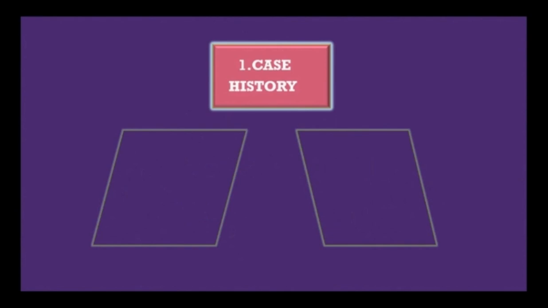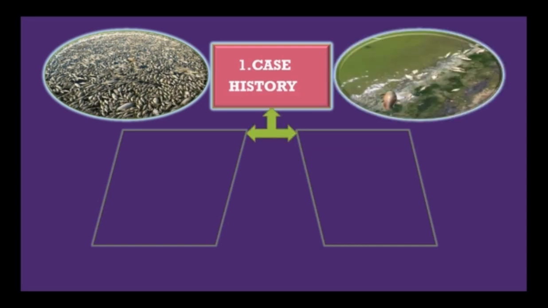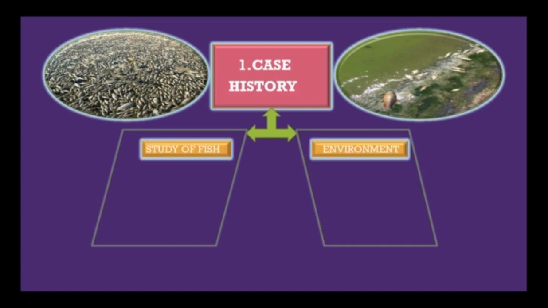Let us quickly go through the case history. Case history information is very necessary for proper diagnosis and for proper administration of medicines. Some of the case history parameters that can be taken into account for the preparation of case history are study of fish and study of environment.